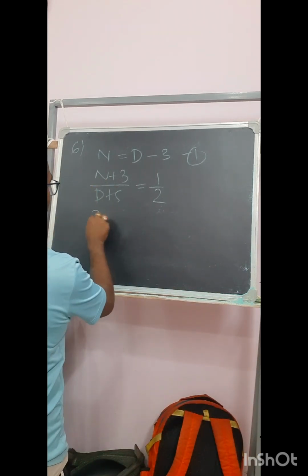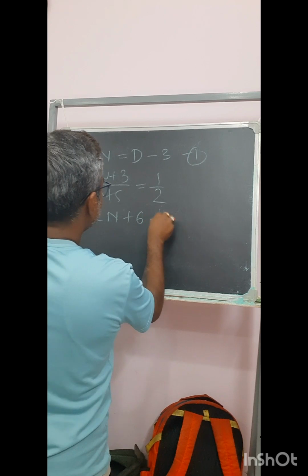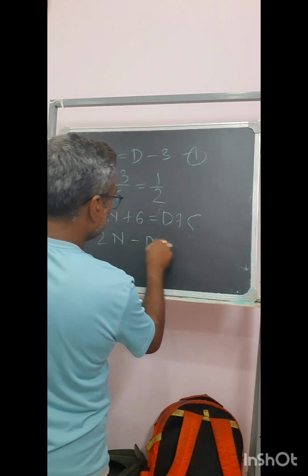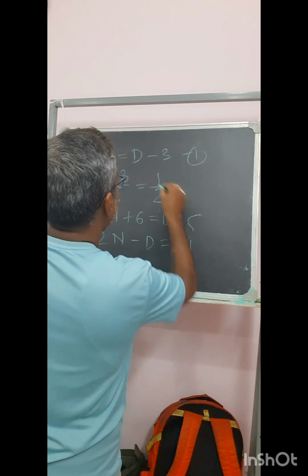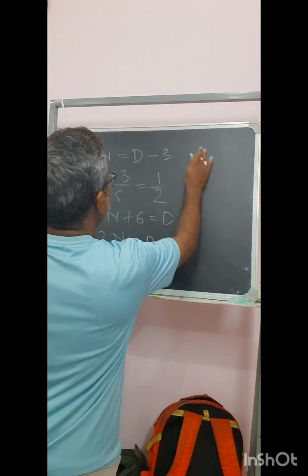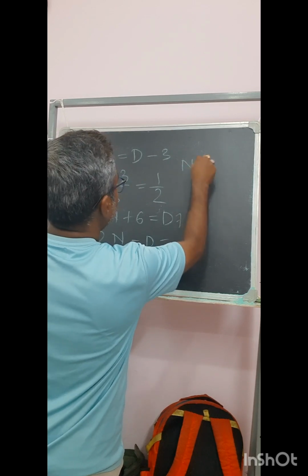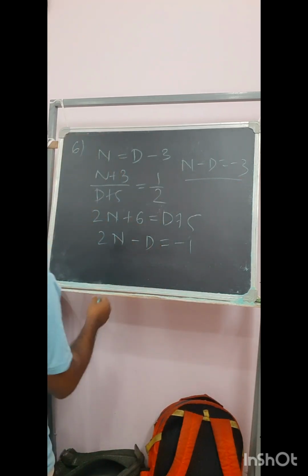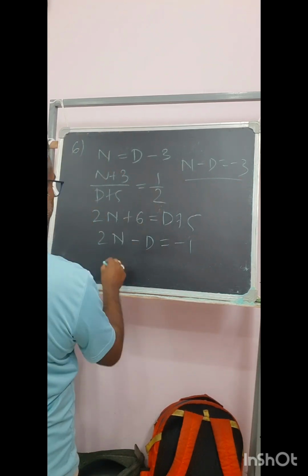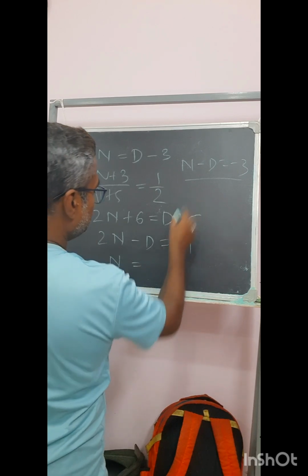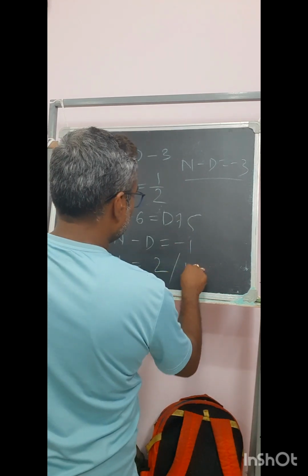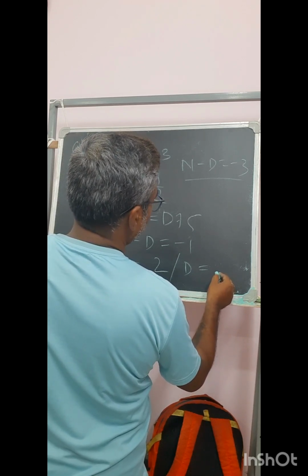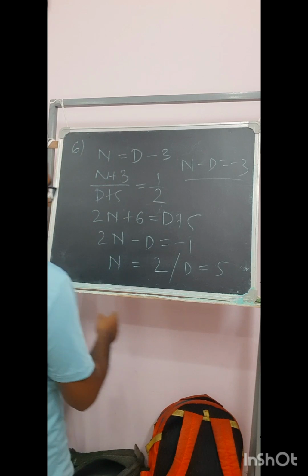If I simplify, I will get 2n minus d is equal to minus 1. This is the second equation, and the first one, if I simplify and bring the variables to one side, I will get this. Solving this, I will get n is equal to 2, and d is equal to 5. So this will be the answer.